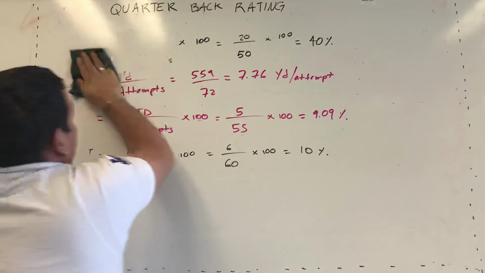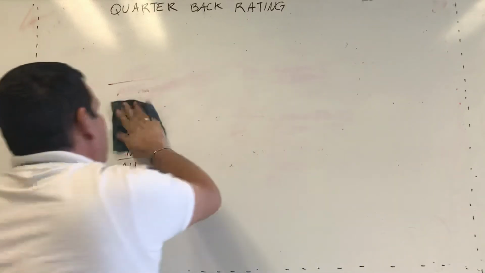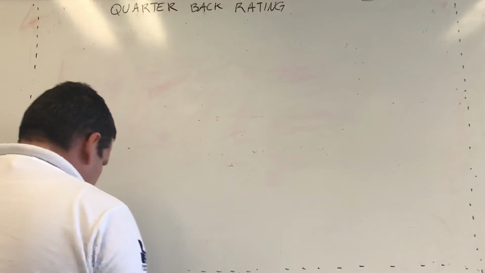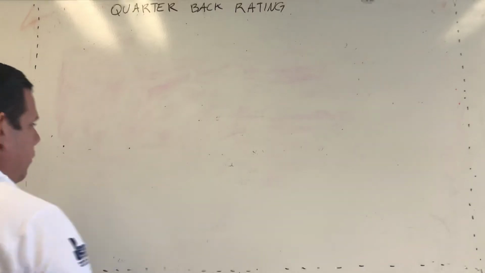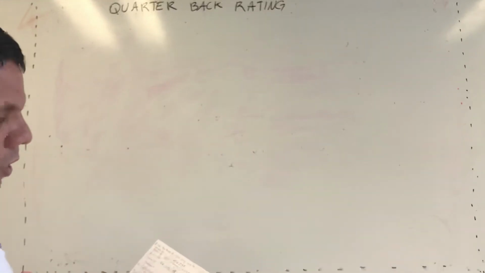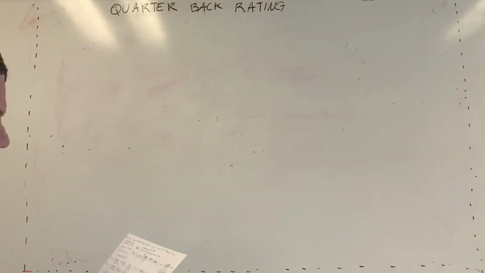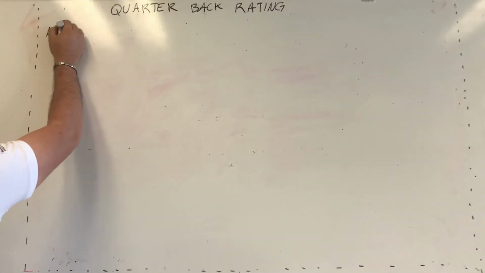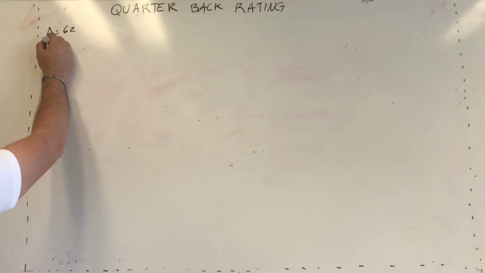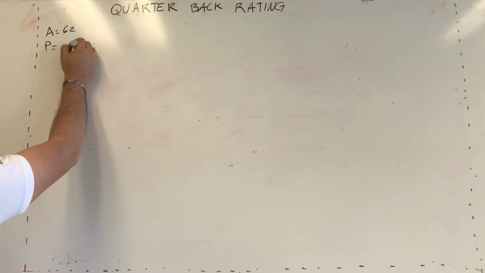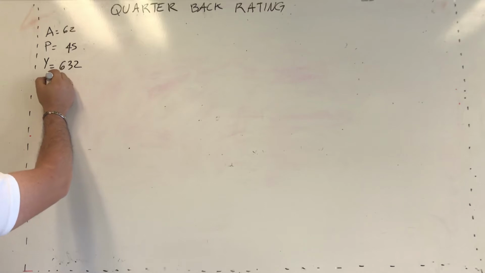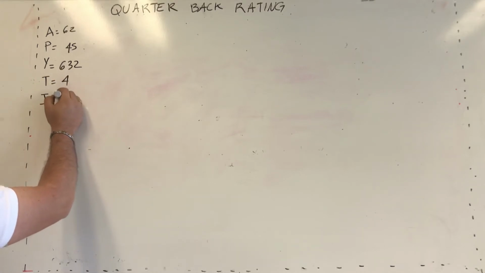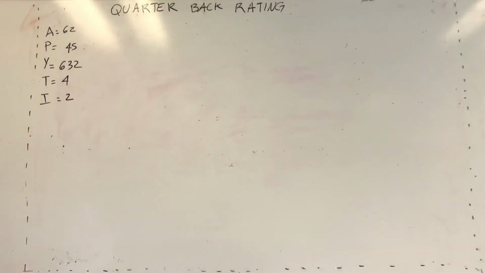Okay, I will erase this. The first thing that you need to keep in mind is the equation. Oh, we need the data for this Tony Romo. The attempts are 62. The completed passes, 45. The yards, 632. The touchdowns, 4. And the interceptions, 2. So this is the information that we have from this player.